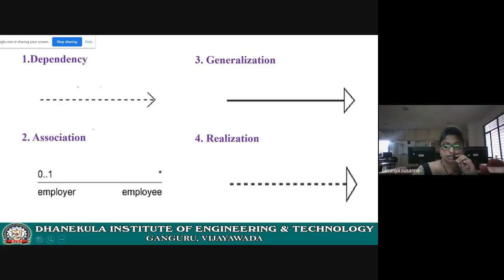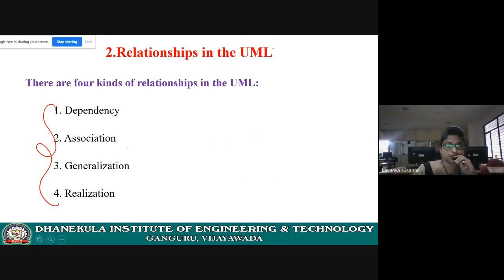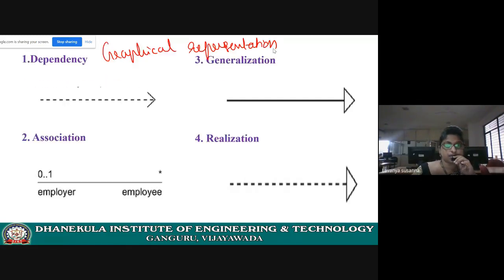Next, graphical representation. Write down graphical representation. Present neatly. First you need to list out like this, and then you need to write graphical representation of dependency, generalization, association, realization. See here, dependency.